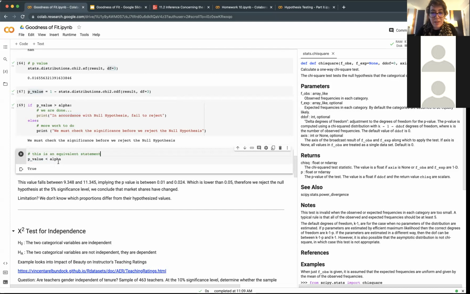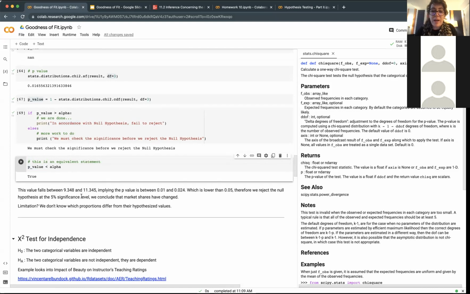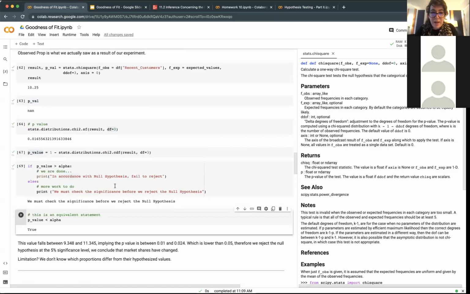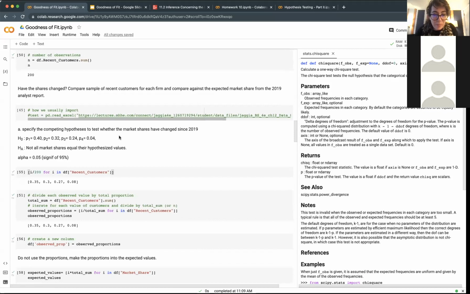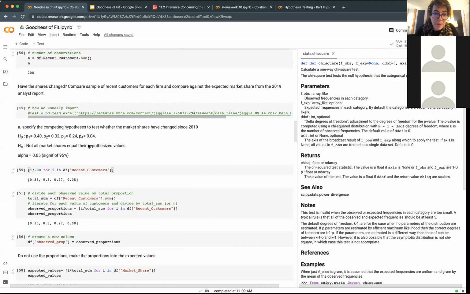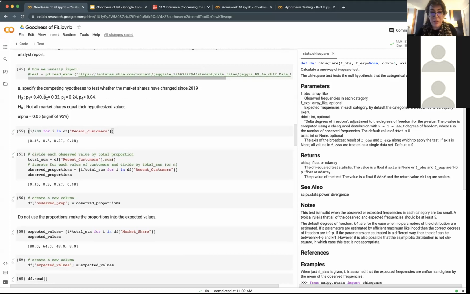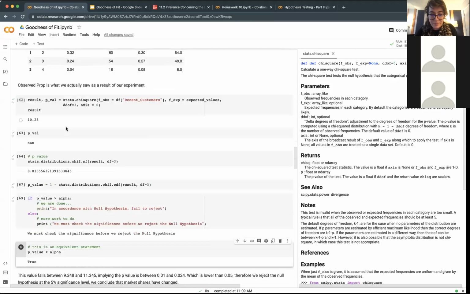But this is essentially giving us evidence to say this value was extreme enough that it exceeded our threshold of 5% significance level, to conclude that not all values are equal to what we expected in the null hypothesis. So the way we would conclude this type of experiment is that we have evidence to reject the null hypothesis, and we can now state that not all market shares are equal to their hypothesized values.